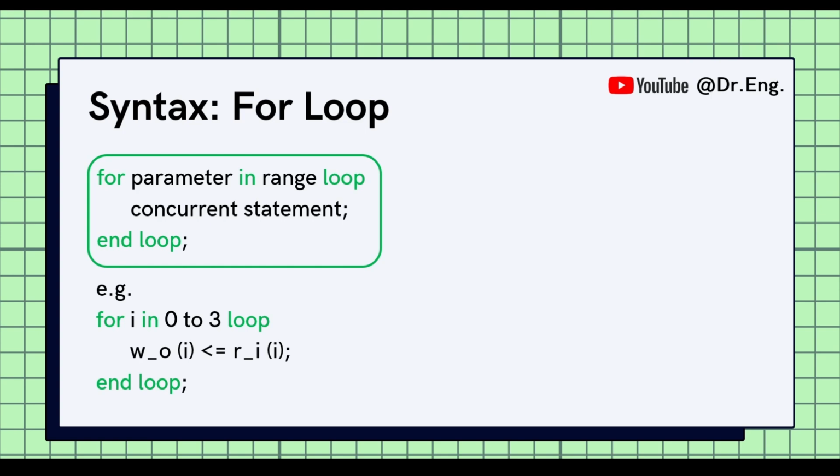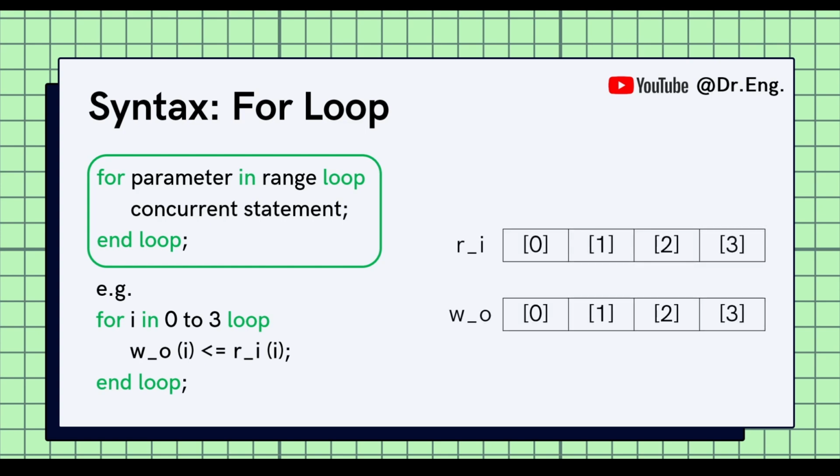Well, a for loop is used when you want to repeat a specific operation multiple times, based on a range of values. The syntax is straightforward: for parameter in range loop, followed by the statement that you want to repeat. And of course, it closes with end loop. In the example shown here, we have a for loop that runs 4 times, from I equals 0 to I equals 3. The loop statement says, for each iteration, assign the value of r_I to w_o. So, on the first iteration, I equals 0, r_I(0) will be assigned to w_o(0). On the second iteration, I equals 1, r_I(1) will be assigned to w_o(1), and so on, until I equals 3.